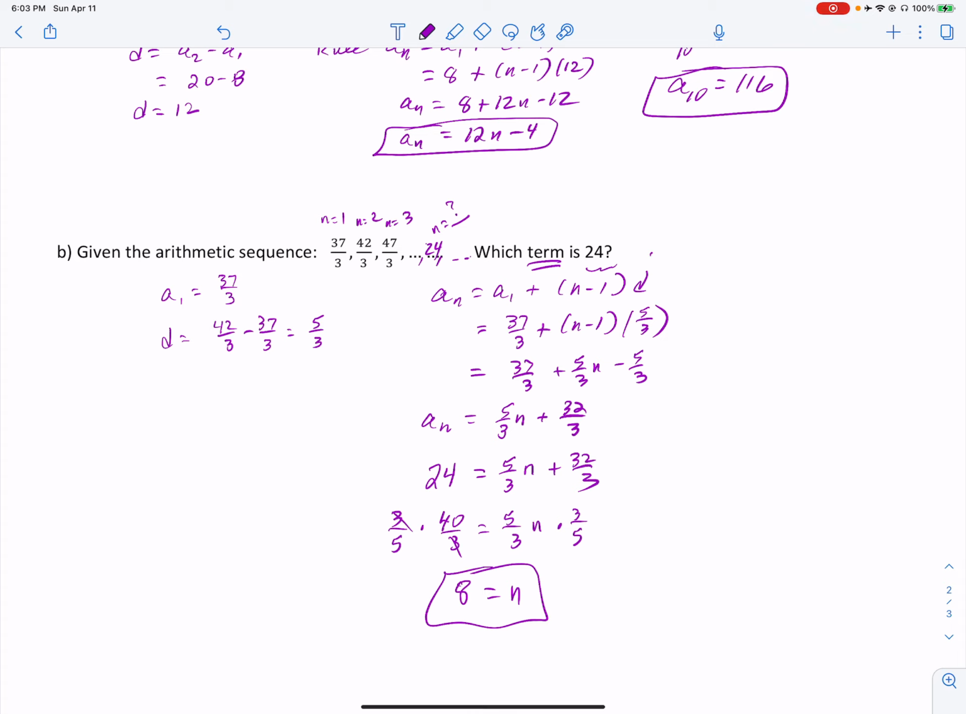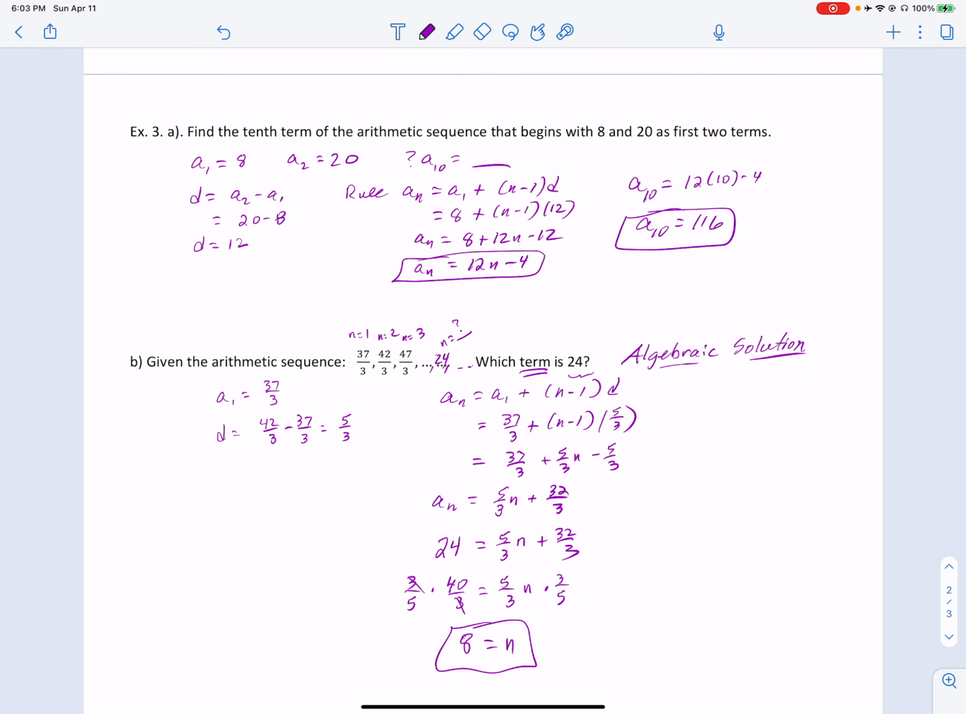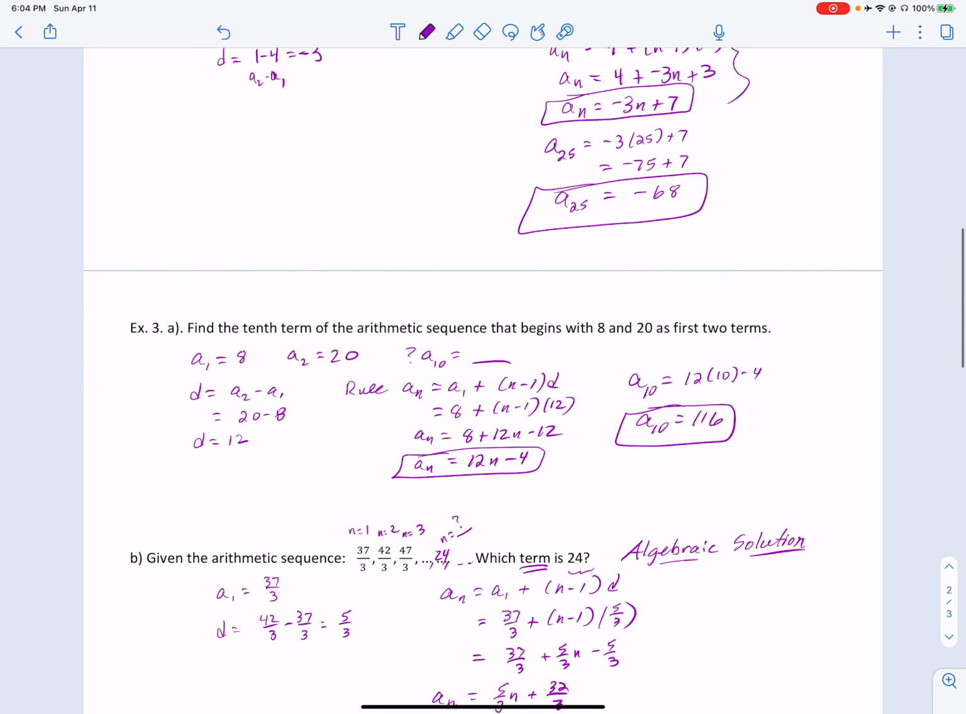And so on this, I'm always looking for an algebraic solution, not a guess and check. You need to show use of the formulas and an algebraic solution to this. Show work, not just keep on subtracting 5 thirds or adding 5 thirds until you get there. That will not get you any credit. So make sure you show use of the formulas. And that's it for day 1.